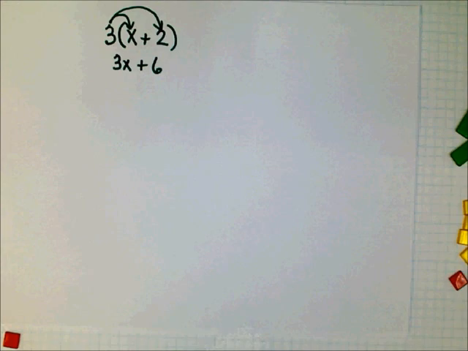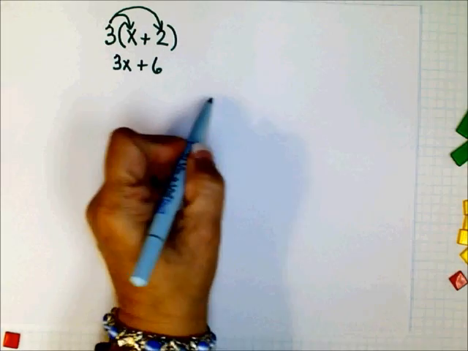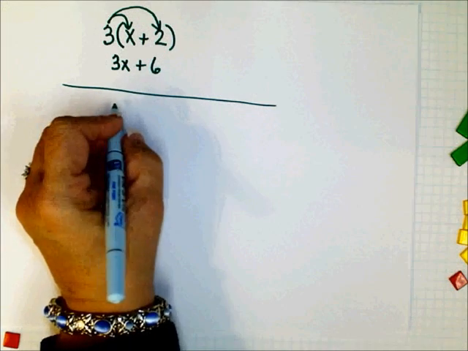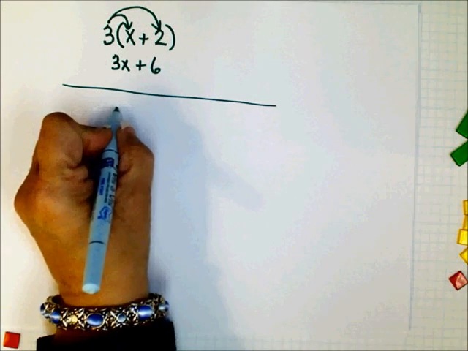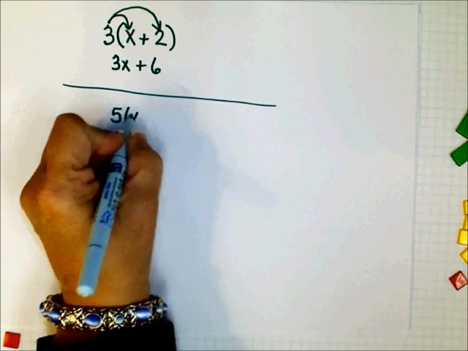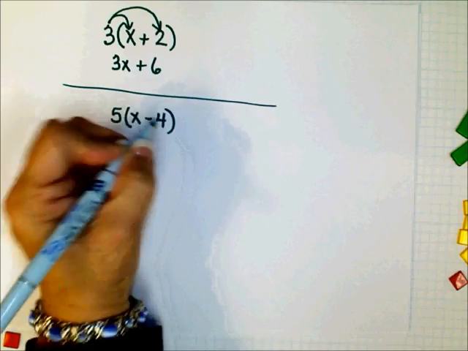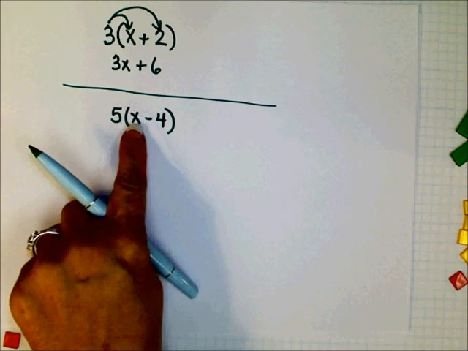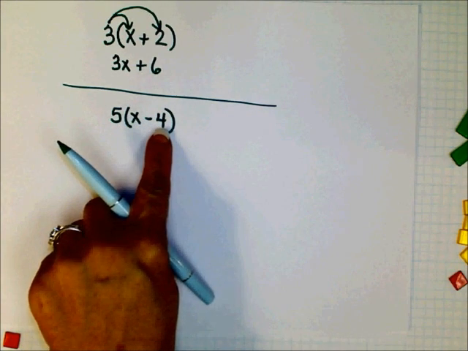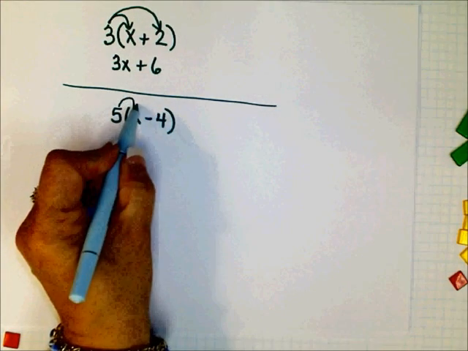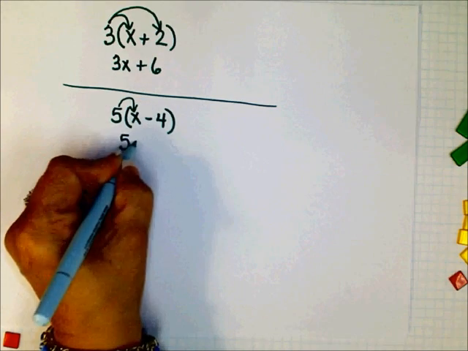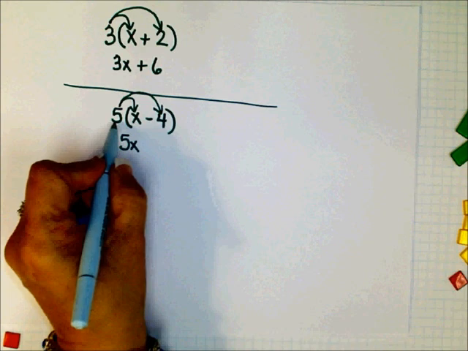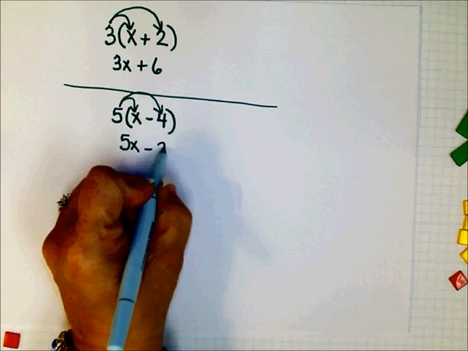So let's model another one just using the abstract concept. Let's say 5 times x minus 4. So remember, think about this. That would be 5 rows of x minus 4. So 5 times x is 5x. 5 times negative 4 is negative 20.